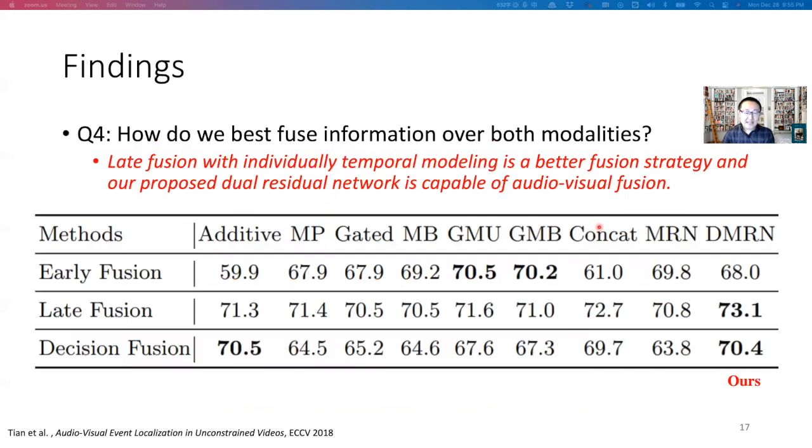We can find that late filtering is always better than early filtering and decision filtering, which demonstrates that individual temporal modeling is important for audiovisual integration. The reason is that audio and visual are different temporal series. They have their individual temporal patterns. If we first fuse them, we will lose certain important individual temporal patterns. So late filtering, which first does temporal modeling for each individual modality, can have better performance. In addition, our model with late filtering is better than other methods, which demonstrates the effectiveness of our proposed audiovisual filtering.